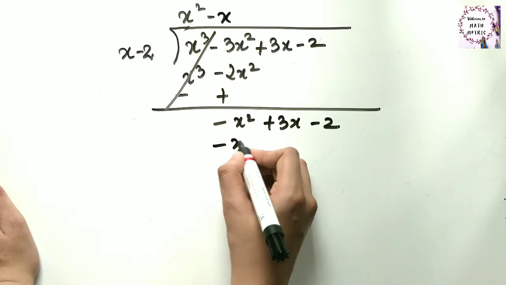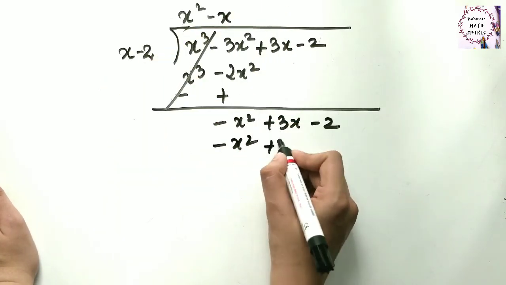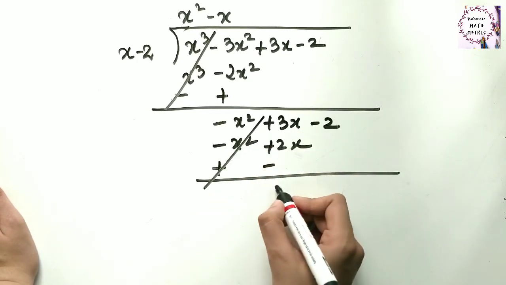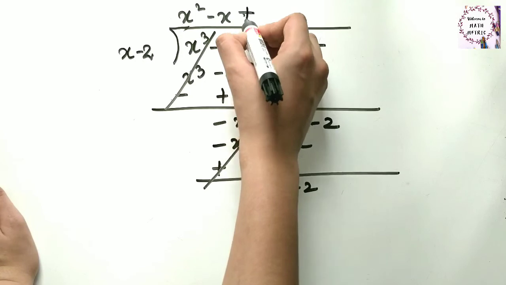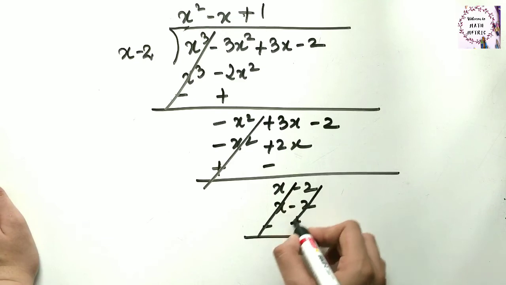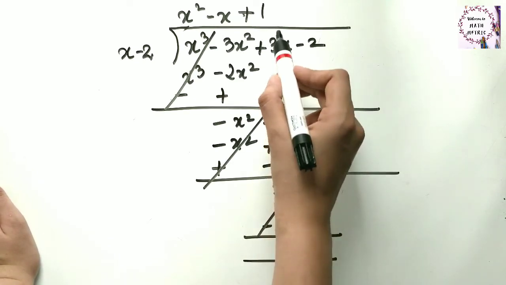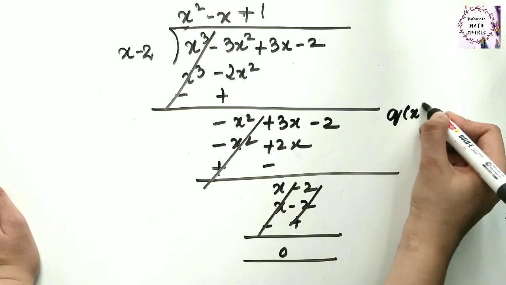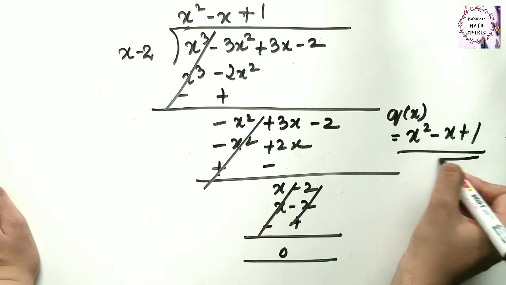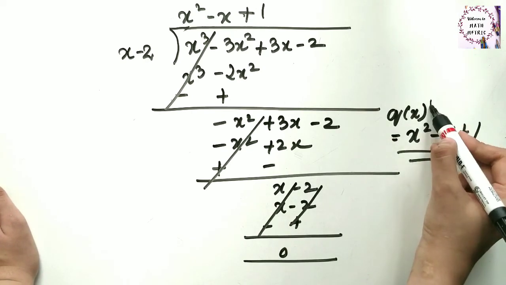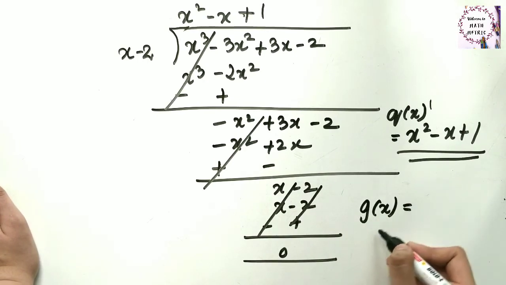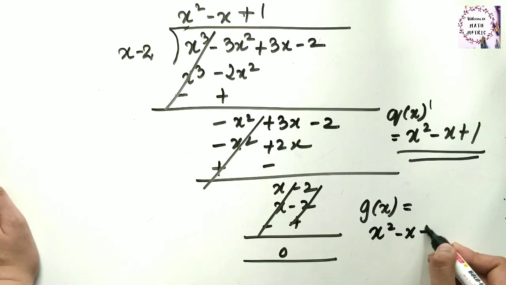Minus x should be multiplied to get minus x square, and plus 2x will be here, gets cancelled. We get x minus 2, and when we add 1 here, it gets multiplied and gives us the same quantity back, and hence we get the remainder to be 0. We have our q(x), which is the solution, x square minus x plus 1. This quantity is q(x) dash. So this quantity is our value of g(x), which was being asked in the question.